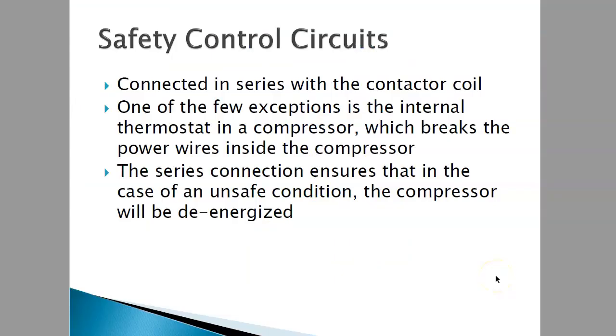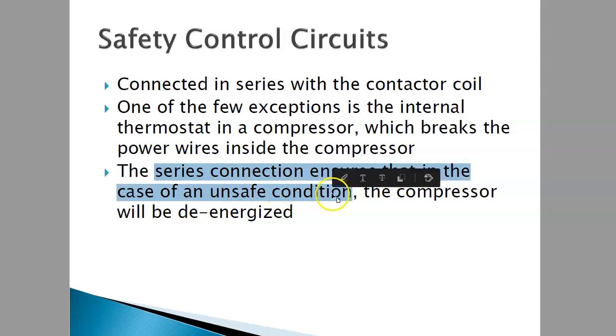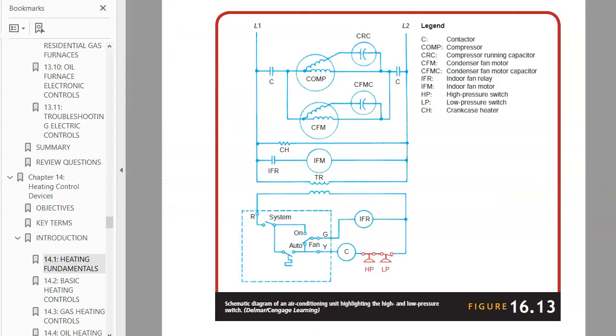Another circuit is the safety control circuit, which is connected in series with the contactor coil. One of a few exceptions is the internal thermostat in the compressor, which breaks the power wire inside the compressor. So basically, the compressor also has an internal thermostat, with a circuit outside the compressor. A series connection ensures that in case of an unsafe condition, the compressor will be de-energized. So let's see the circuit.